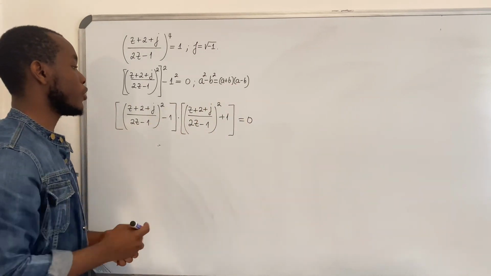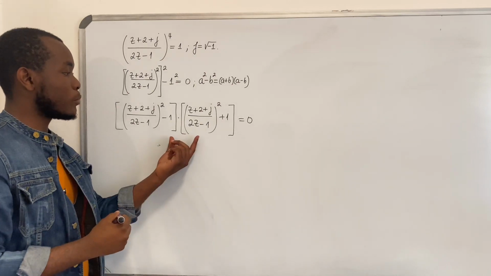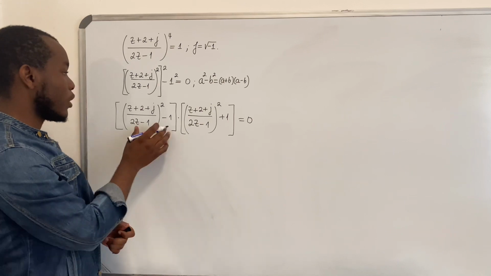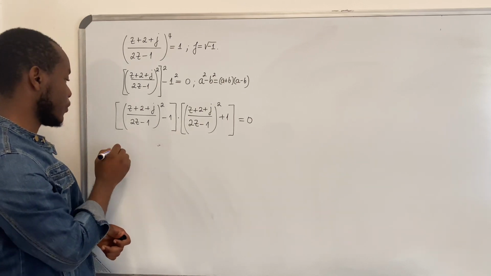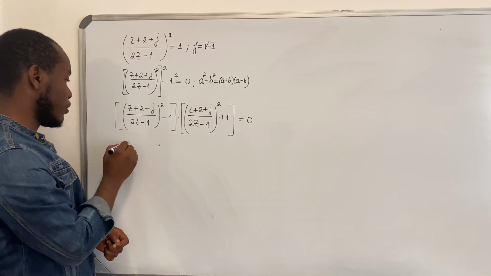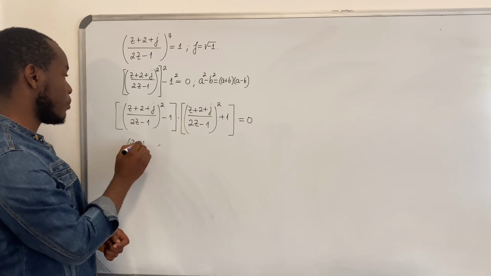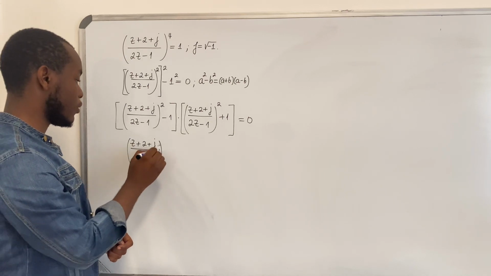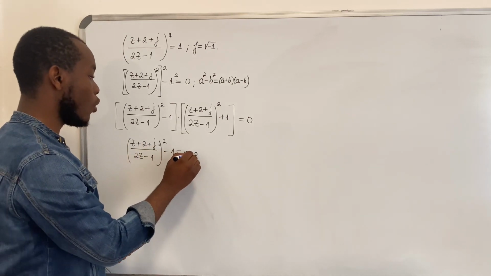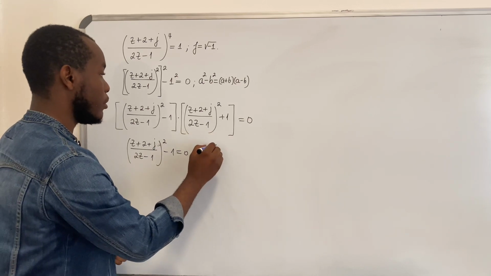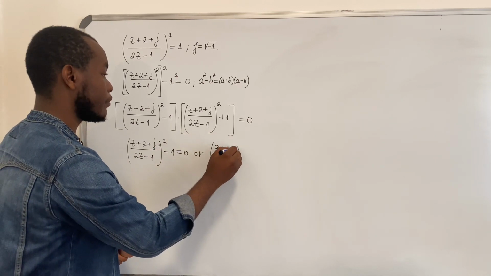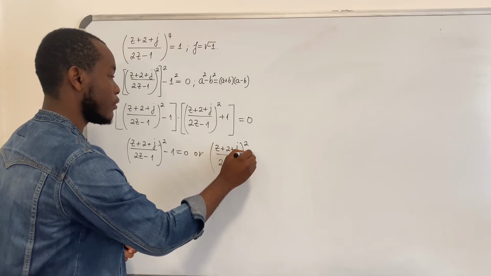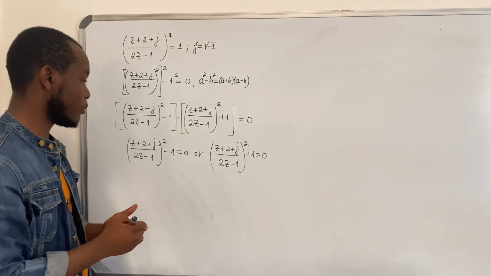Now, those two expressions are multiplying. The product of two expressions is equal to 0 if at least one of them is 0. So what can we do? We can start by solving first this problem. So this one then, we can say ((z + 2 + j) over (2z - 1)) squared minus 1 being equal to 0, or the second one being equal to 0.